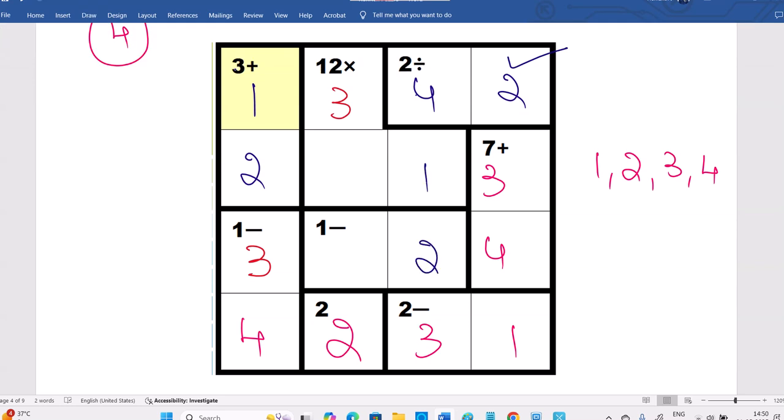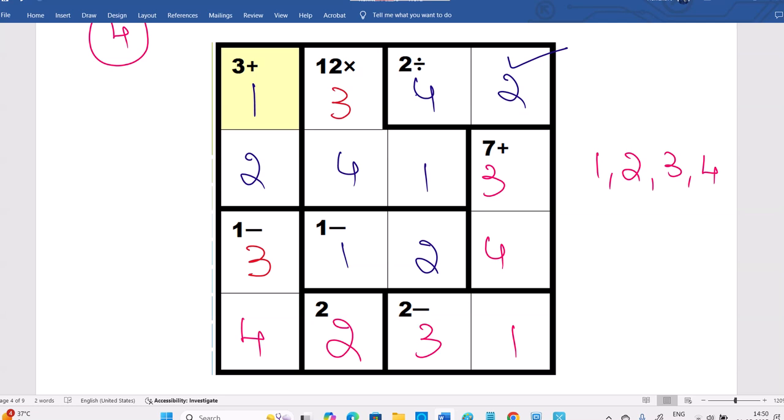2 cannot come here, 2 must be here, it should be 1. This is 4, this is 1. Now see the row wise, column wise, 1, 2, 3, 4 only occurred. And now we satisfy the condition. I am not doing it at a time. So the product of 3 numbers is 12.